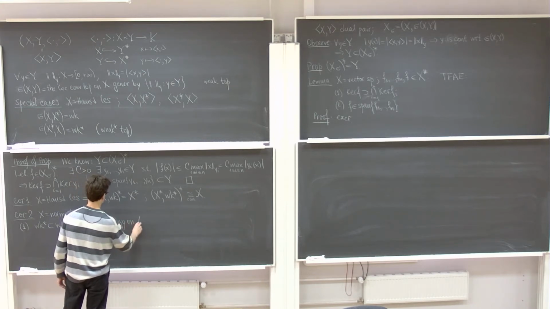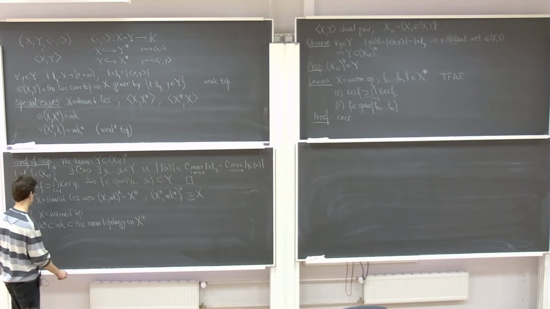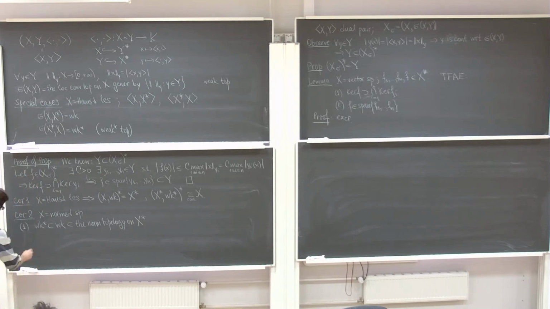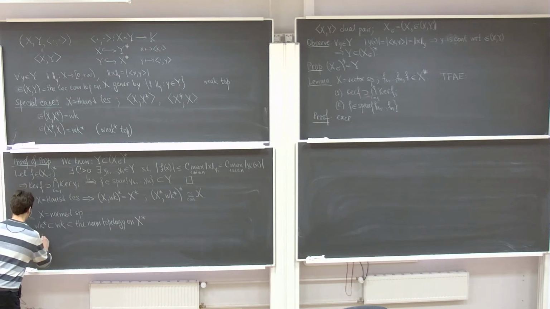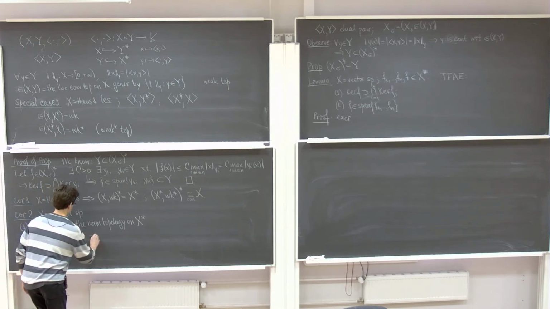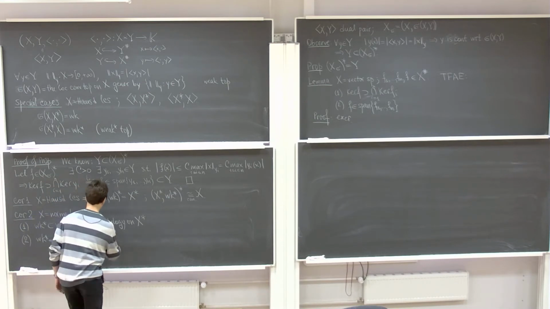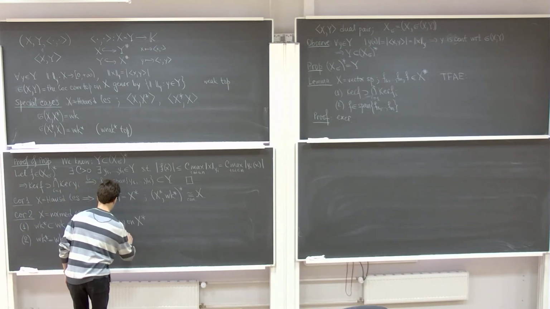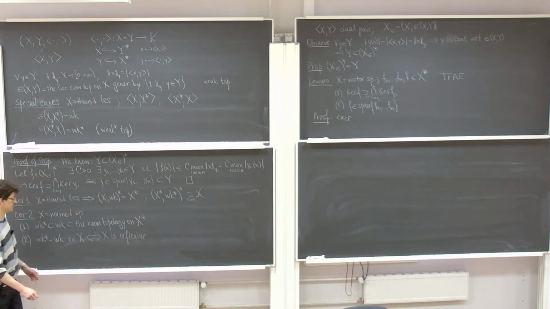On X star. And part 2, natural question is when some of these topologies are the same. And here's the partial answer. The weak star topology equals the weak topology on X star, if and only if X is reflexive. So this is a new reflexivity criterion for a normed space.